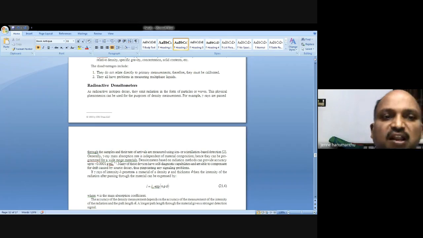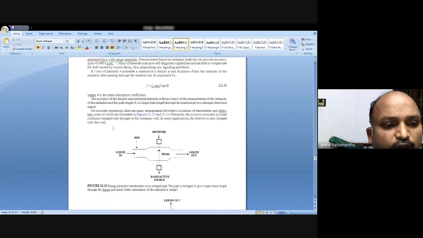We have analytical instrumentation in the next semester. You will have Beer-Lambert's law there, and I will tell you about it there. All these radioactive instruments work on the principle of Beer-Lambert's law.